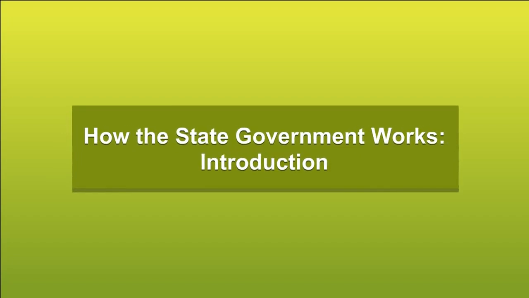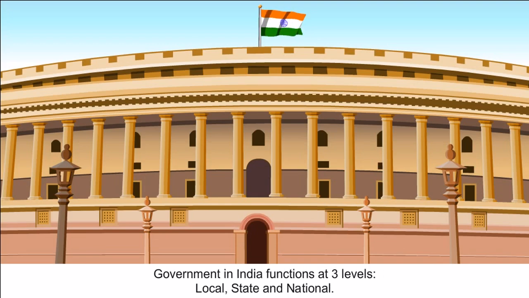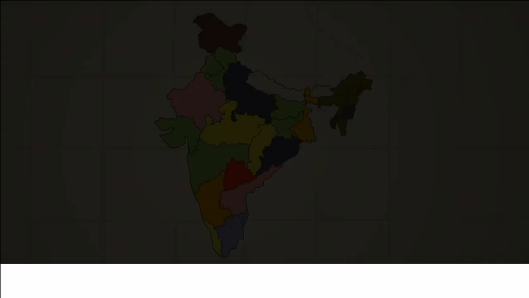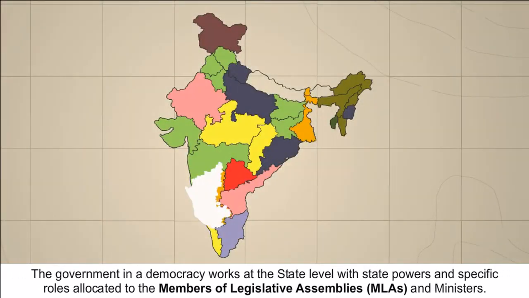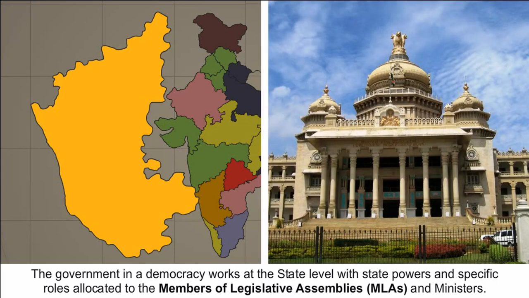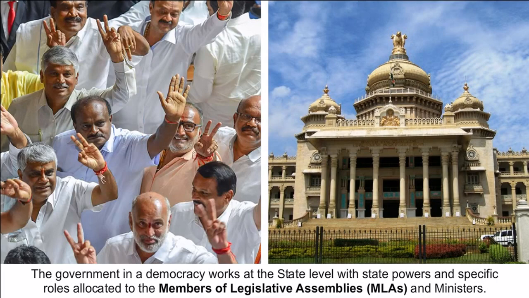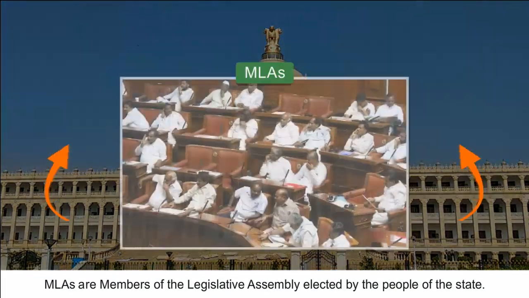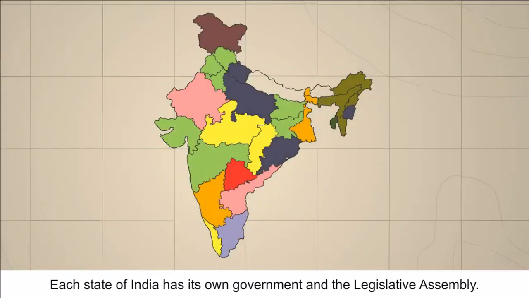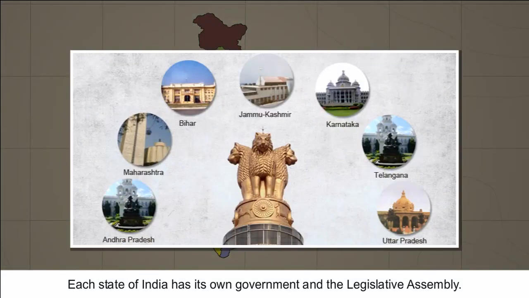How the state government works. Introduction. Government in India functions at 3 levels: local, state, and national. The government in a democracy works at the state level with state powers and specific roles allocated to the members of legislative assemblies, MLAs, and ministers. MLAs are members of the legislative assembly elected by the people of the state. Each state of India has its own government and the Legislative Assembly.